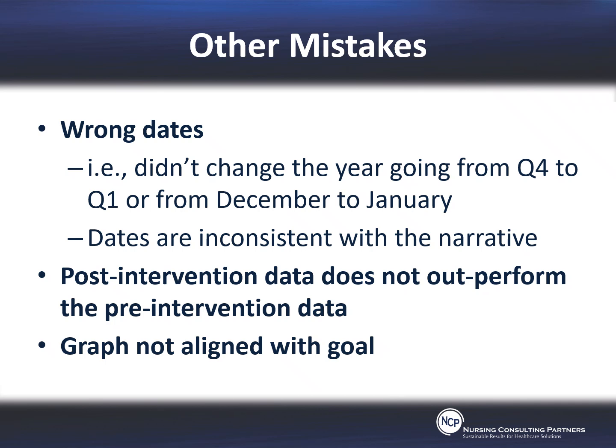So here's a couple of things. Wrong dates, didn't change the year from Q1 to Q2. Dates not consistent with the narrative. The post-intervention data doesn't outperform the pre-intervention data, so that's a requirement. Whatever you're trying to measure, if it's supposed to get better or decrease, you need to see that the data supports your goal, or the graph's not aligned with the goal. So there's a mistake. Sometimes it's the unit or the measurement labeling of the y-axis as I described.